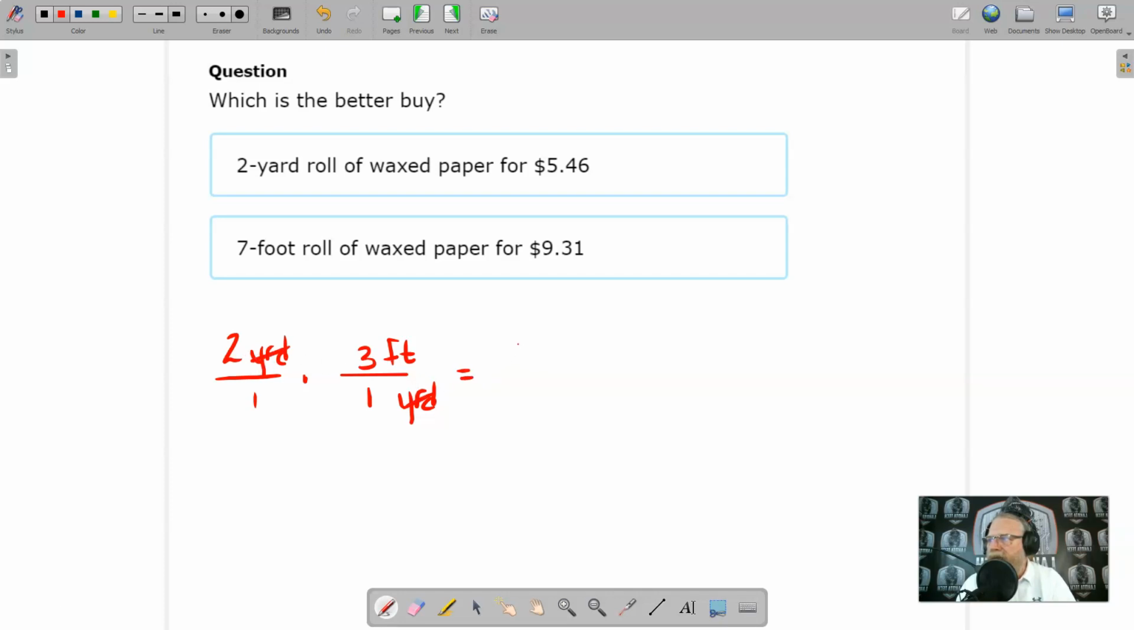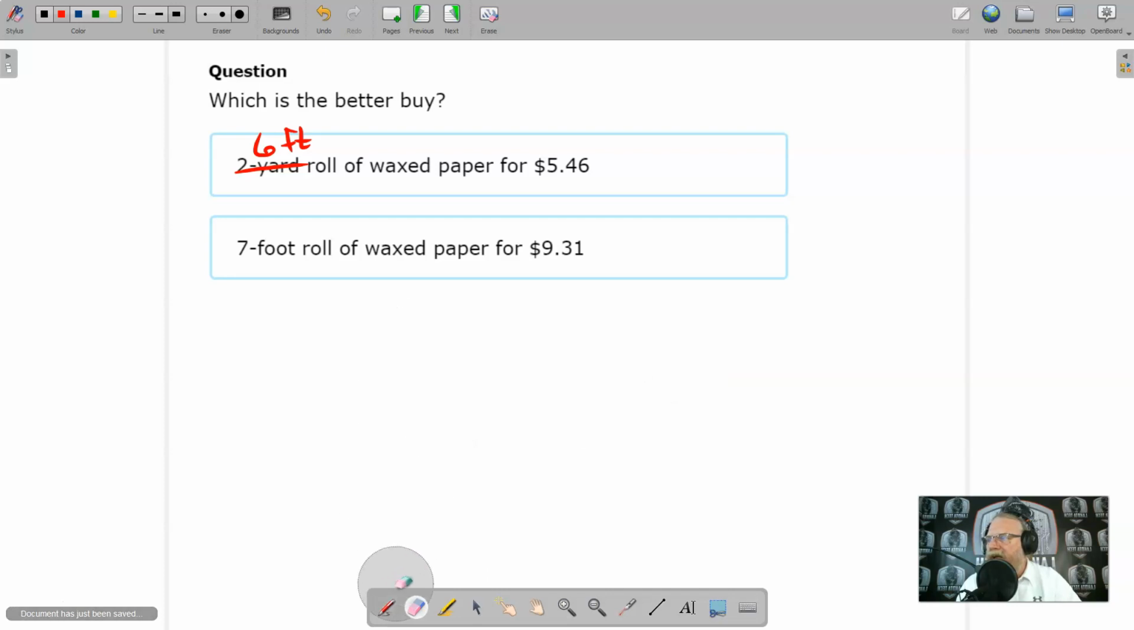2 times 3 is 6. We still have the measurement of feet. And 1 times 1 is 1, and any number over 1 is equal to itself. So we have 6 feet, right? So that was right here, 2 yards. 2 yards is the same as 6 feet. You probably could have done that without all that. If you know that there's 3 feet in a yard and there's 2 yards, then it would be 6 feet. Just wanted to go ahead and demonstrate it with conversion factors there.